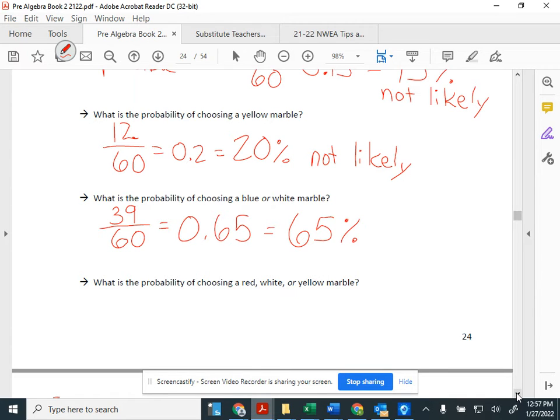65%, is that likely or not likely? Likely, because we have a much bigger number we're choosing from. So this is likely to happen.